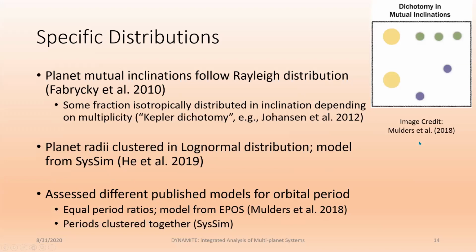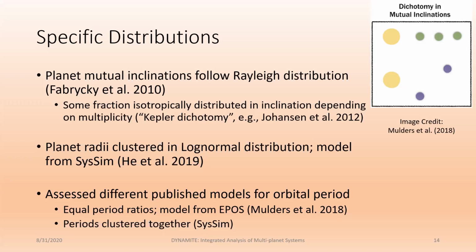We utilized a Rayleigh distribution for the mutual inclination of the planets when the multiplicity of the system was greater than or equal to 4 planets. For systems with 2 or 3 planets, we instead distributed a scaled fraction of planets isotropically in inclination to test the Kepler dichotomy, which is a measured excess of singly transiting systems.